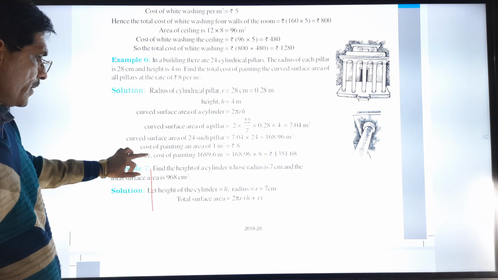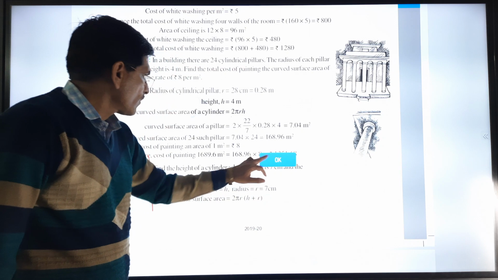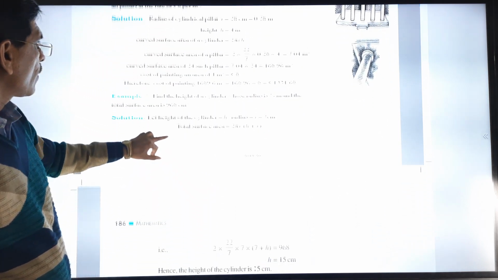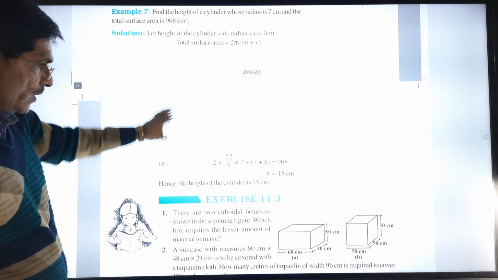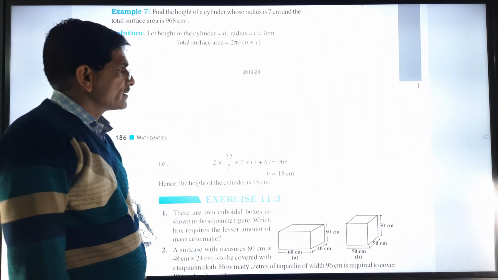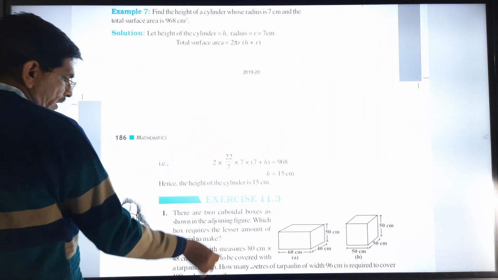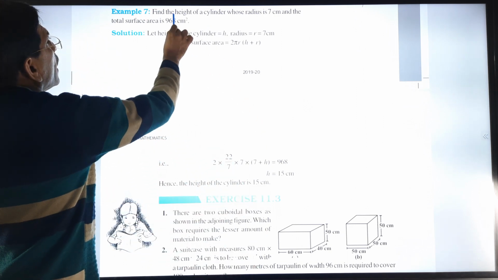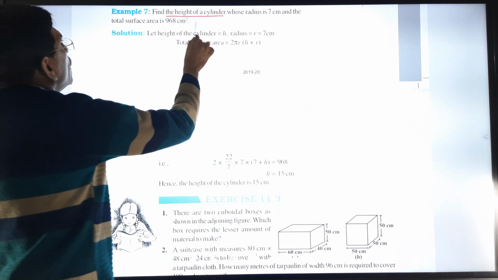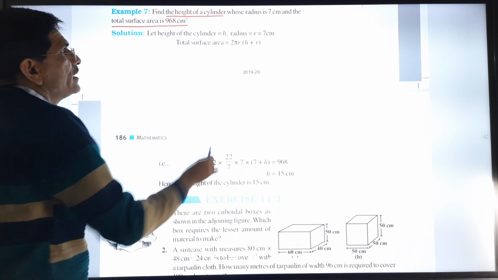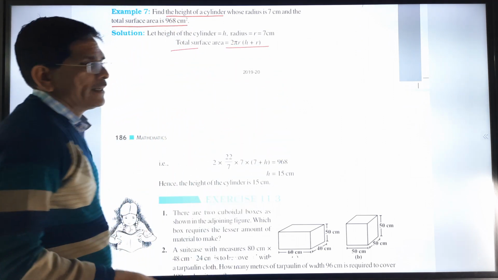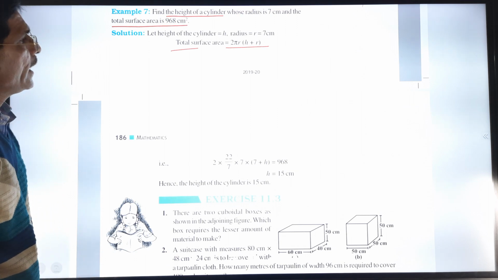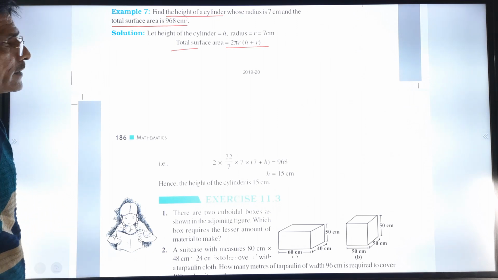Still one more example that we have to discuss. Then in the next lecture we go for the exercise. So we have to find out the height of a cylinder. Total surface area is given. So total surface area formula is 2 pi r (h plus r), and we have to find out the height.